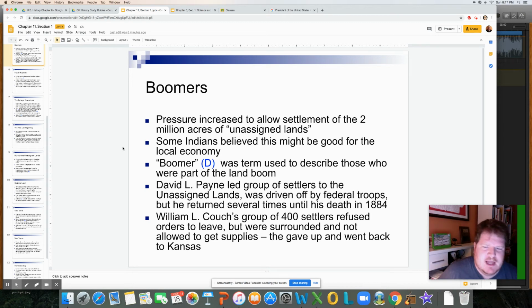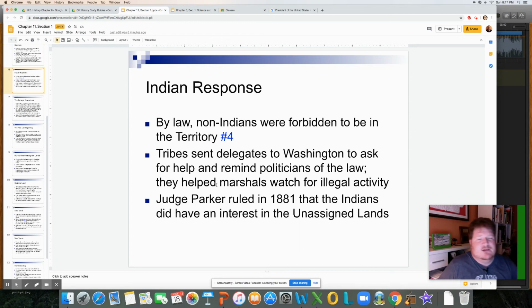So, David L. Payne, we're going to read a story about him probably this week. Assign it on Monday. But there's an article about him and how he helped open up the territories by basically trying to start his own city in the unassigned lands. He was pushed back, unfortunately died in a tragedy, but he helped spur the land boom, or what we know as the land run. The answer number 4 is right here in this point.